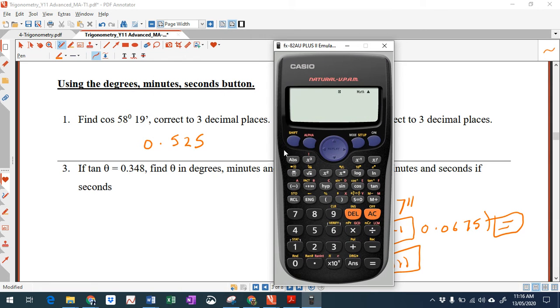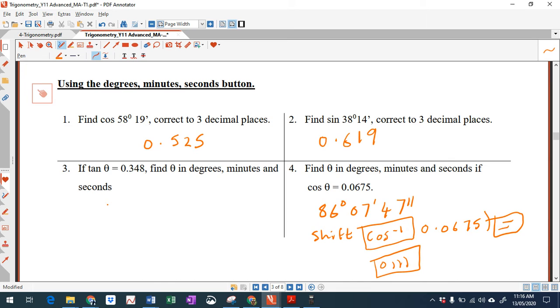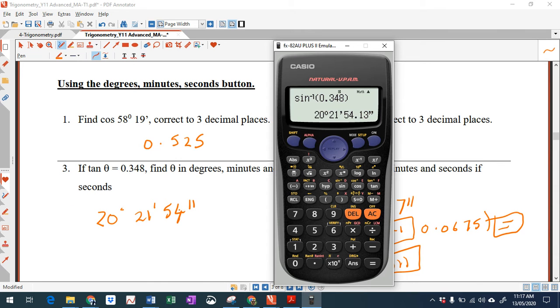Okay, so we're going to go Shift, sine inverse, 0.348 equals. That gives you the angle. Press the degrees, minutes, seconds button. 20 degrees, 21 minutes, 54 seconds. There we go. Done.